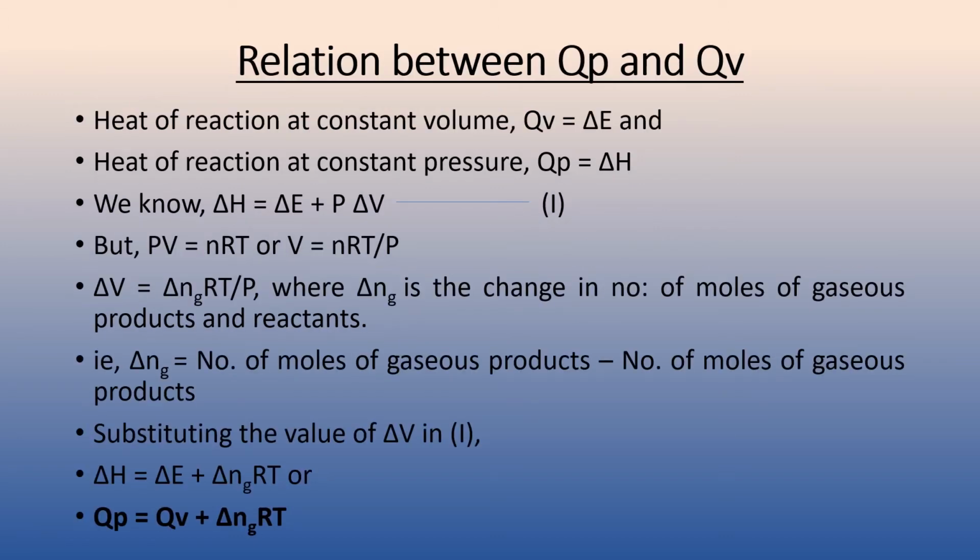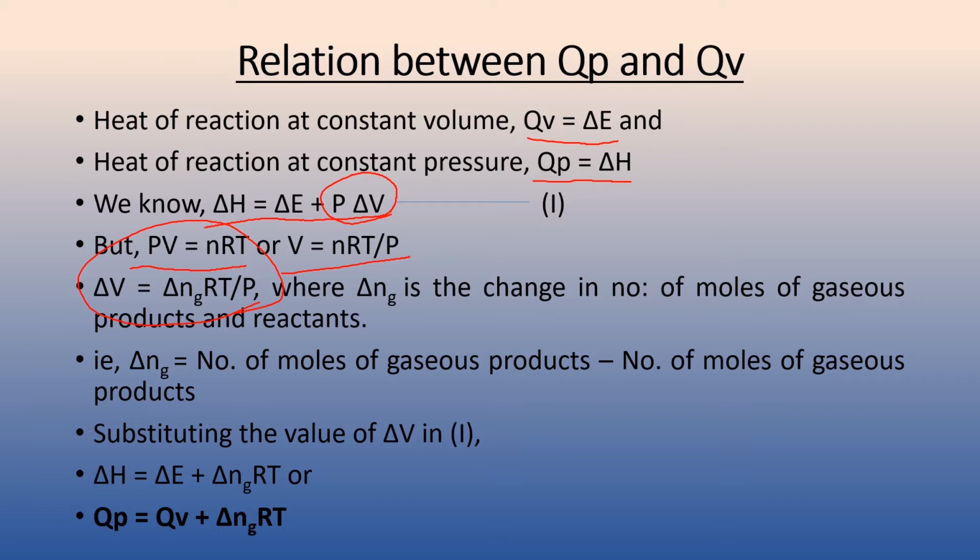First of all, we know that heat of reaction at constant volume QV equals delta E, and heat of reaction at constant pressure QP equals delta H. We already have the enthalpy equation, delta H equals delta E plus P delta V. In this equation we can substitute for P delta V. For that, we take the ideal gas equation for n moles of an ideal gas, PV equals nRT, and from that V equals nRT by P. When we take delta V under constant temperature and pressure, we can write delta V equals delta Ng RT by P. So we substitute this value of delta V in the equation of delta H. So delta H equals delta E plus delta Ng RT.